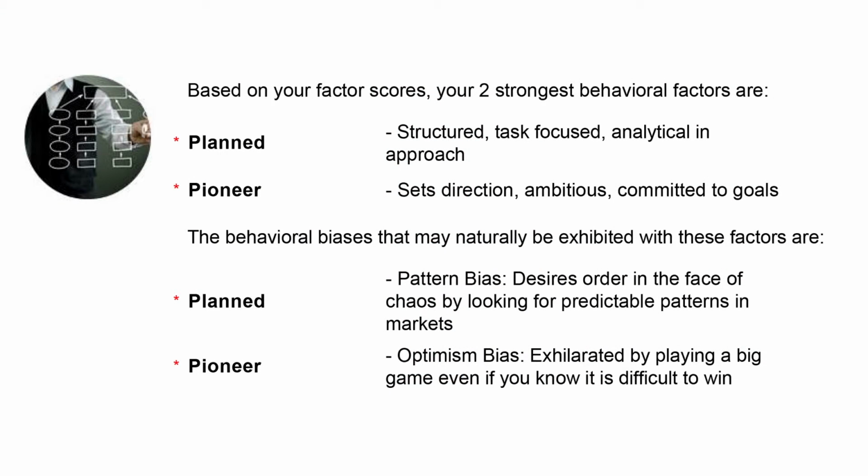The bottom of page 2 provides Joshua's strongest natural traits, those being planned and pioneering, and the instinctive natural biases that accompany these traits. Being strongly planned in nature, Joshua will naturally look for order in the face of chaos by looking for predictable patterns in markets. This is called a pattern bias. While this may be a strength at times, the one thing to remember, however, is that no one can predict the market with any level of accuracy.